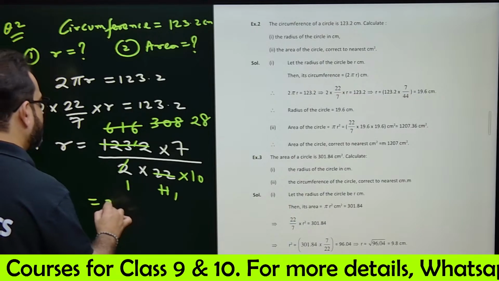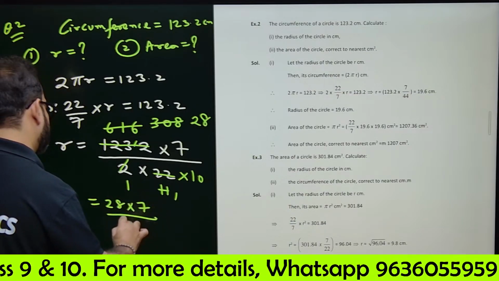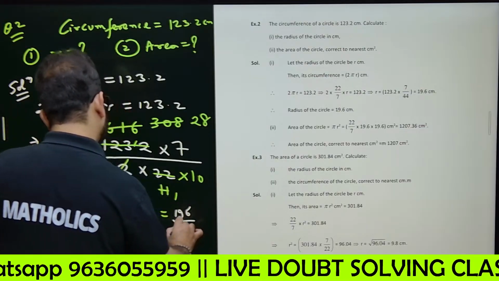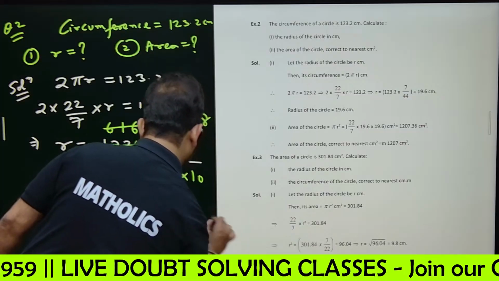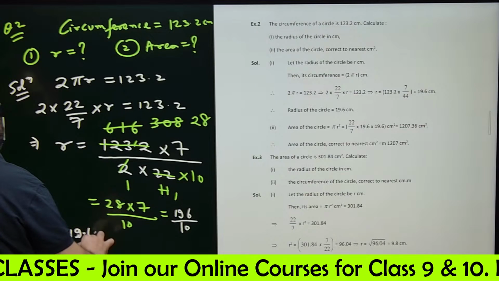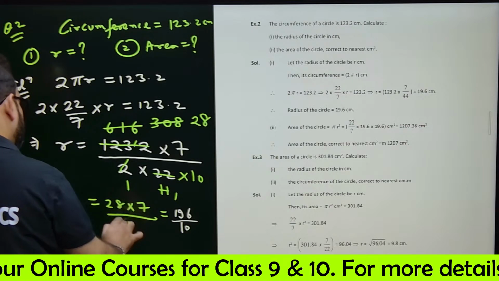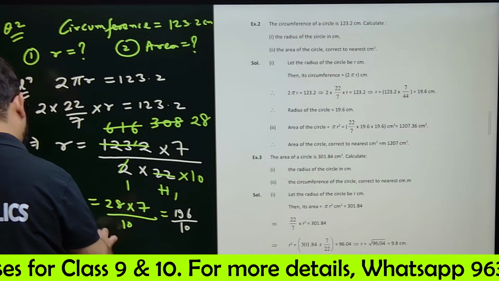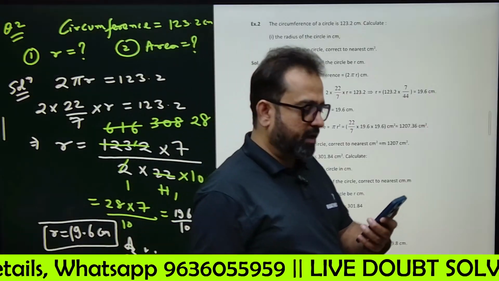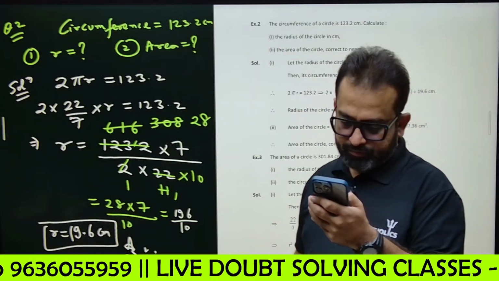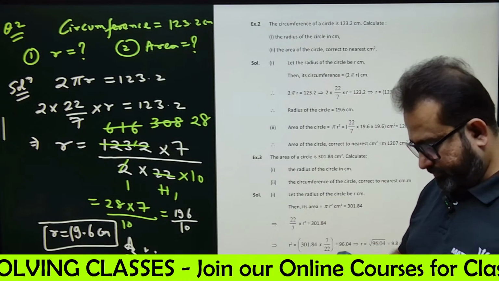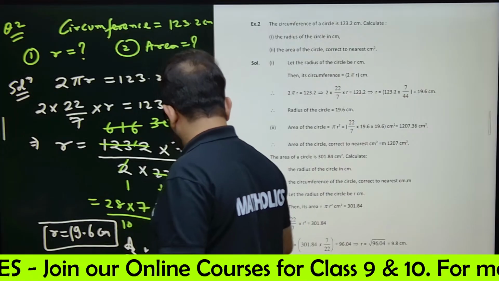So finally the answer is 28 into 7 by 10. That means it is 196 by 10. So the radius comes out to be 196 by 10, which means radius equals 19.6 centimeters. 19.6 centimeters is the answer. This is the way you are going to calculate, right? Sorted.